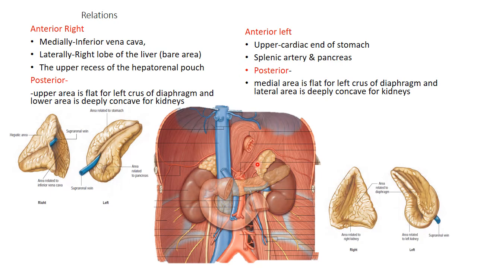So both the crus of the diaphragm, we can just see over here, posterior to these structures, here will be the left crus of the diaphragm, here will be the right crus of the diaphragm. Okay, so that is the posterior relation. Now anterior relations of the left kidney first.